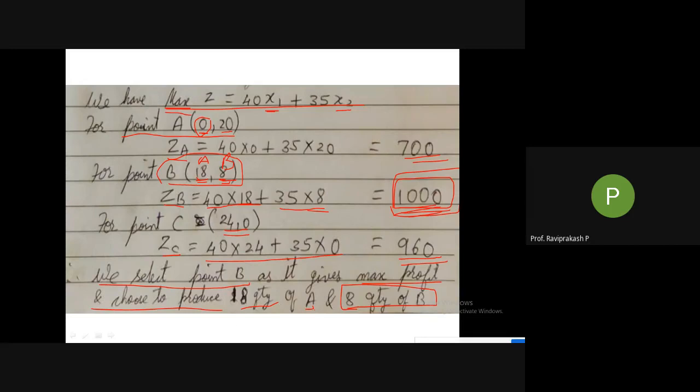At the end, you can write this in addition: a profit of 1000 rupees, or a maximum profit of 1000. Okay, any doubts here, students? Did you get any doubts?